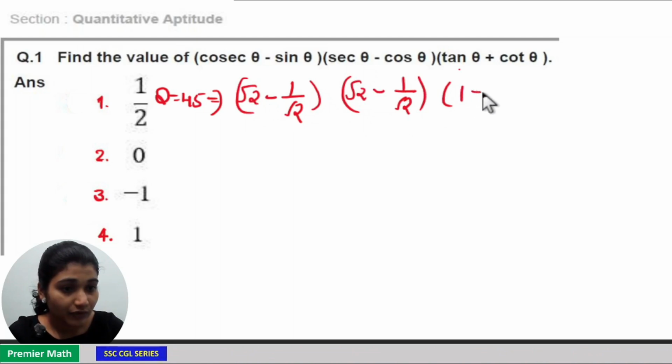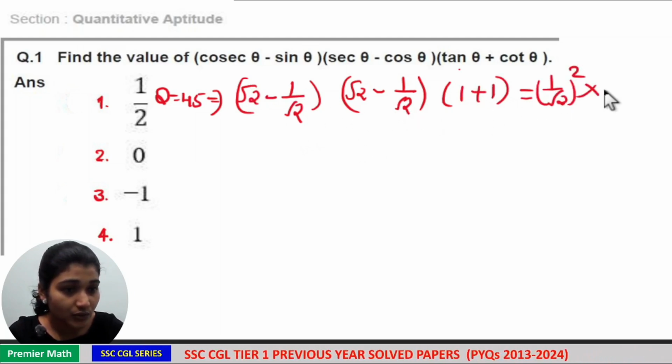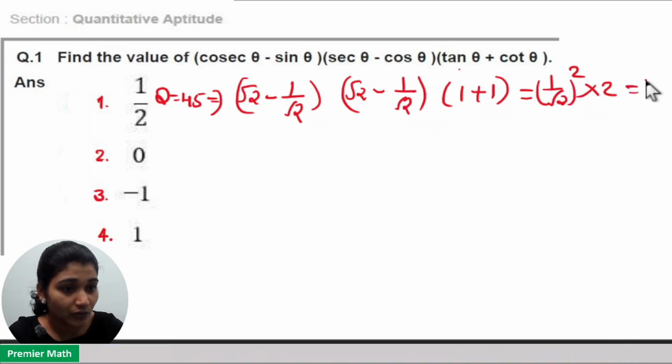Here tan 45 is 1, cot 45 is 1. If you calculate root 2 into root 2, that is 2. 2 minus 1 is 1. So 1 by root 2 the whole square, 1 by root 2 the whole square into 2, which is equal to 1 by 2 into 2, that is 1. Option 4 is your answer.